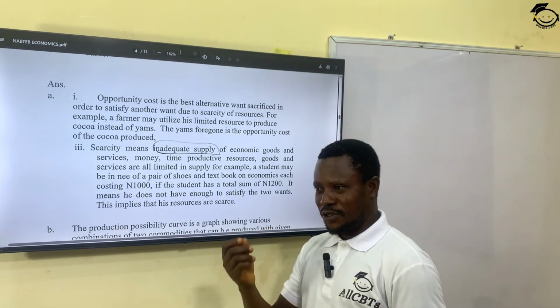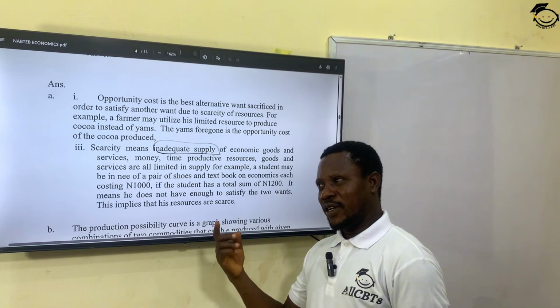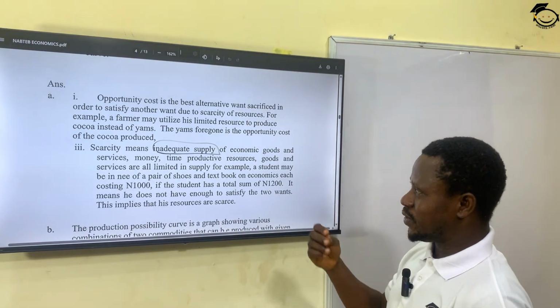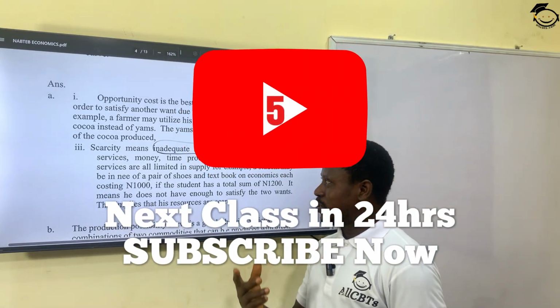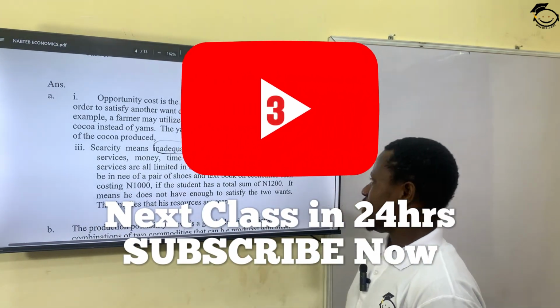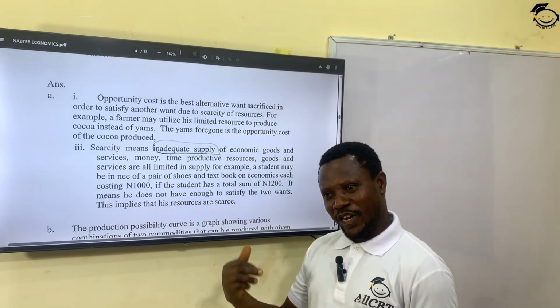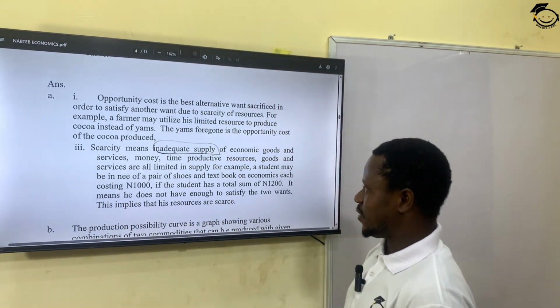So that is the meaning of scarcity. When money is not enough, which is the major problem facing production, that is scarcity of resources. When goods or services are not enough. When productive time is not enough. Okay? All these are called limited in supply. They are available, but they are not enough. They are scarce.